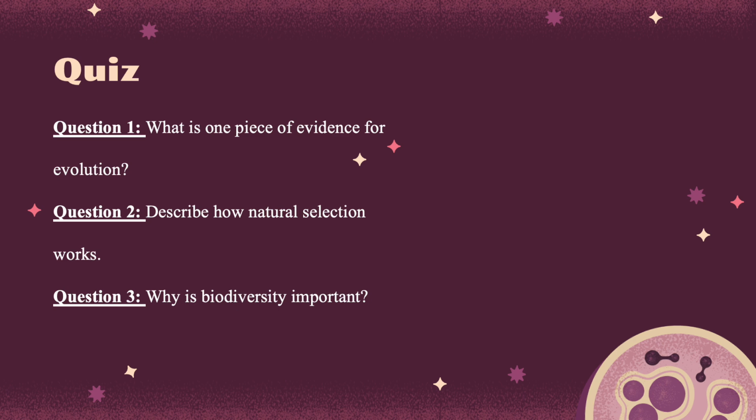And now a quick recap. First, what evidence supports evolution? Next, explain natural selection with an example. And lastly, why is biodiversity essential for ecosystem health?